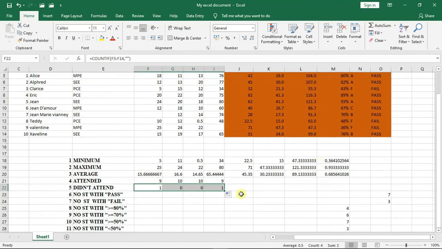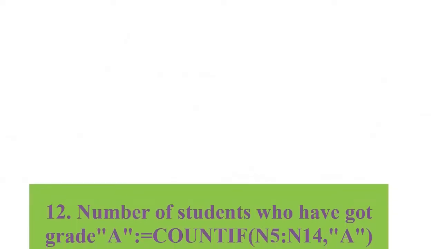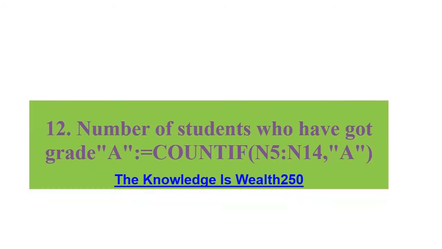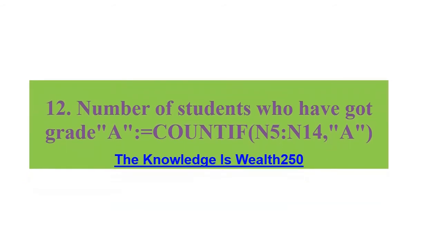Okay, so formula number 12 that we are going to calculate in this part 2 of our Microsoft Excel calculations is the calculation of the number of students who have got grade A. So how many students do we have who have got grade A? By using our table also, we are going to see how this formula is calculated. So don't miss out.